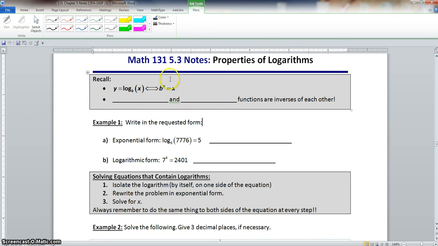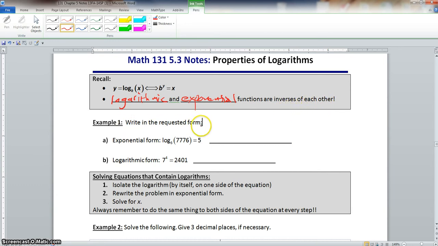Hello class, we're about to start section 5.3, properties of logarithms. y is equal to log base b of x leads to b to the y equals x, which means that logarithmic and exponential functions are inverses of each other, which we learned back in 5.2.